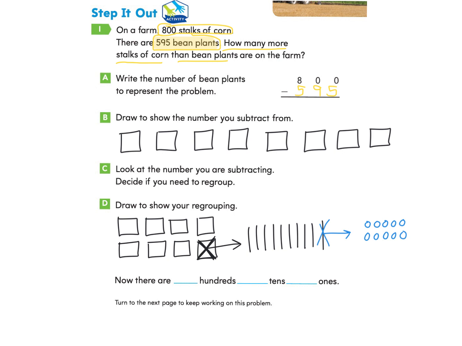So now when I look at the number that I have, how many hundreds are there? There are 7 hundreds now. How many tens? There are 9 tens. And how many ones do we have now? We have 10 ones. Nice job. It says turn to the next page to keep working on this problem, which is page 416.